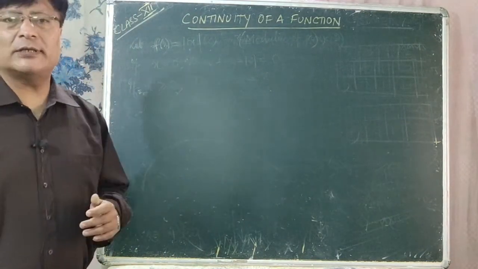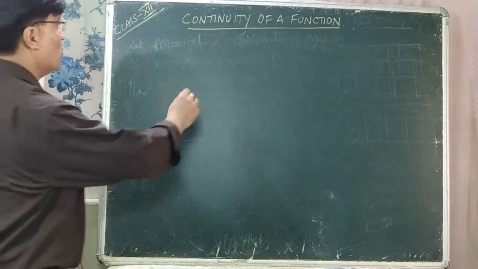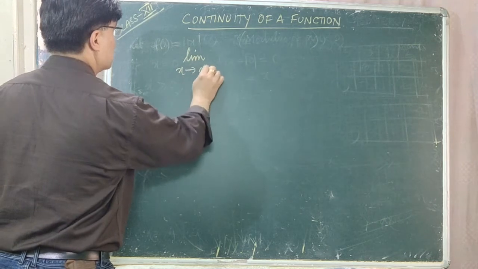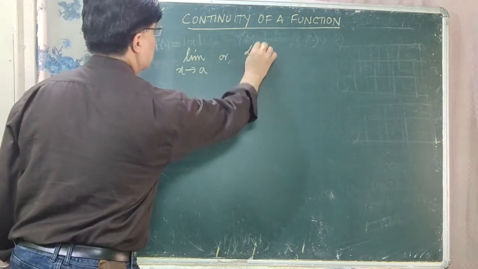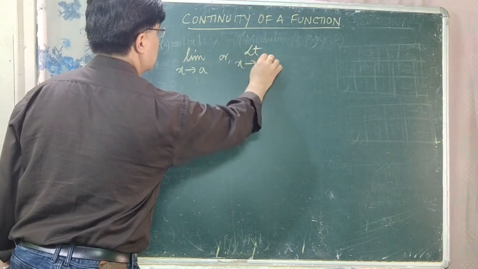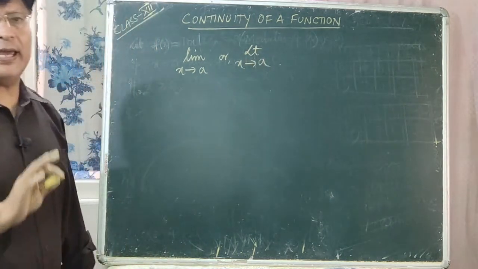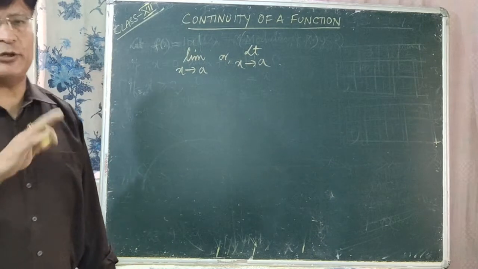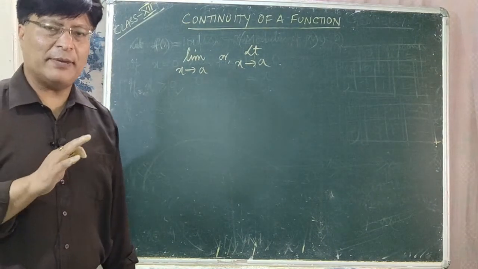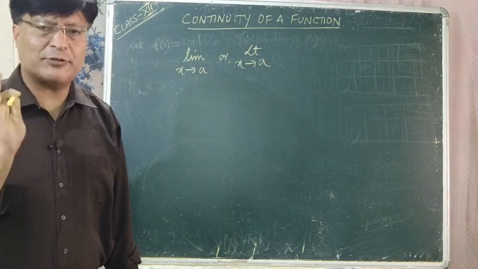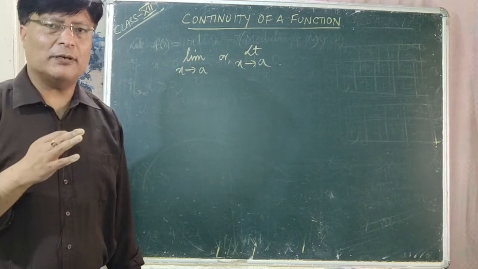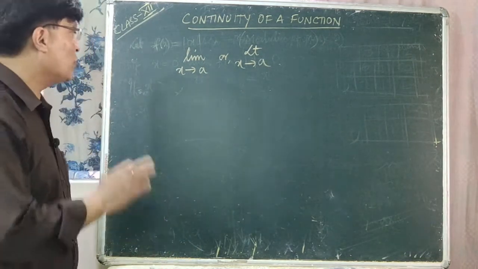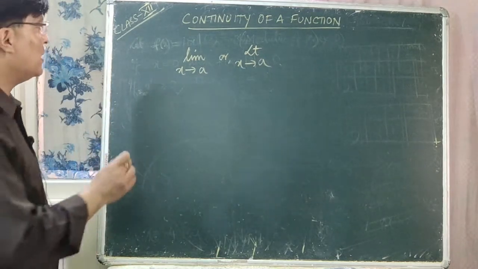So I told you about the limit, isn't it? When you write limit x tends to a, or you may write it as LT x tends to a, a is any positive number or any negative number. It may be 0 also. A may be any arbitrary number, any number that is defined in this universe, right? So x tends to a. What do you mean by limit x tends to a?